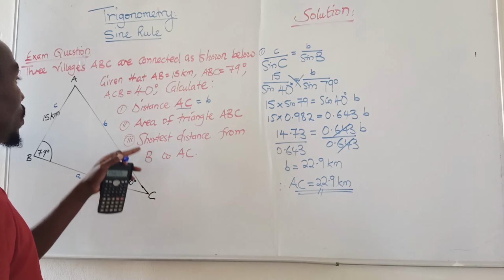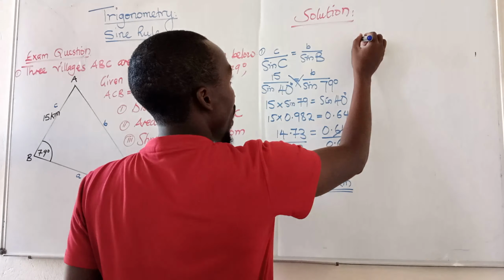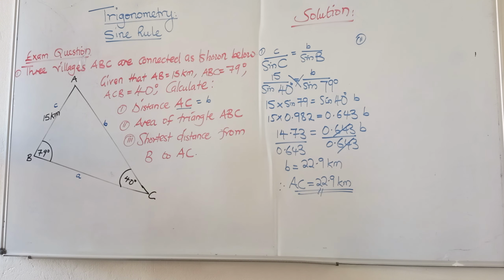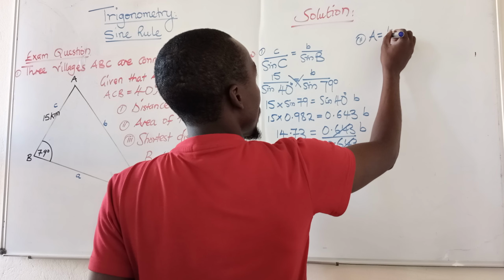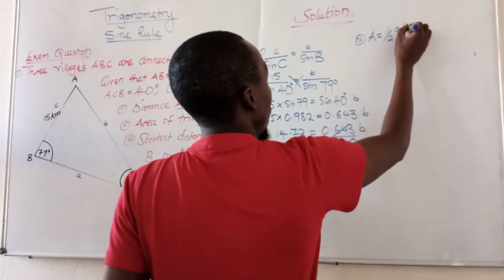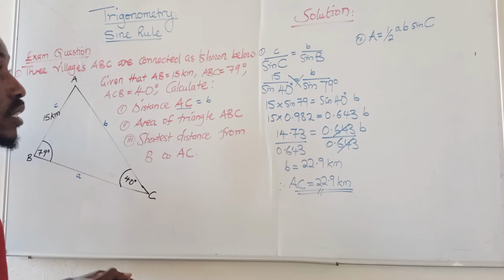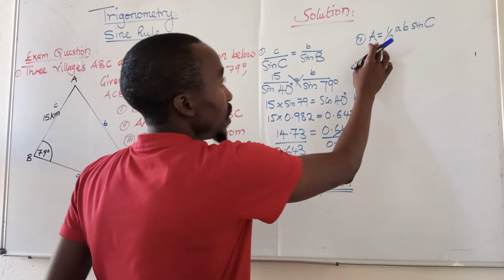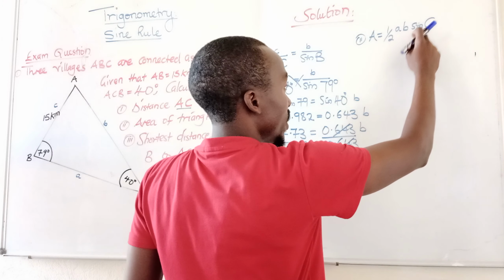Let's go to B. Find the area of the triangle ABC. Now, how do we find the area? The formula that we use to find the area is what? We say area is equal to half AB sine C. That is the standard formula. A stands for area, times the sides, half times side A and B, and then sine C.